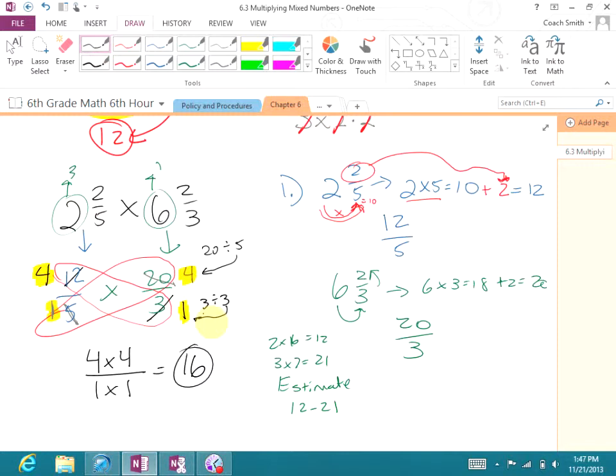No, the way I got the 20 is I took 6 times 3. I took the 6 right here and multiplied it by that 3. How'd you get to 16? 4 times 4. 1 times 1 is 1. Okay, so you have 16 over 1. 16 over 1. Anything over 1 is just that whole number.